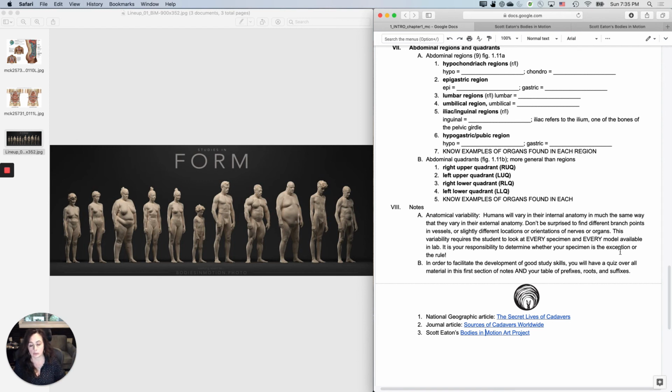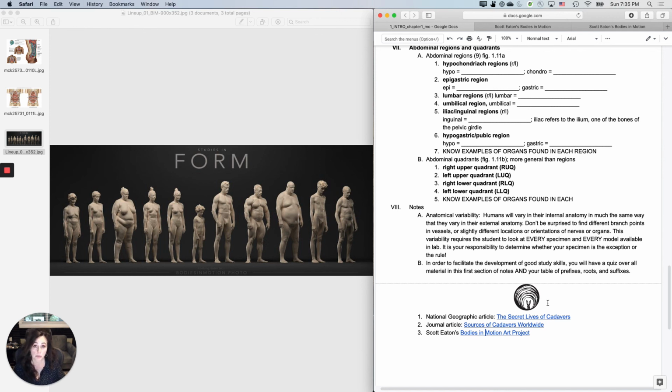Okay, and then last tidbit is you will have a quiz that will cover this whole first set of notes and the prefixes, roots, and suffixes that I started out with, okay? The other thing is at the end of each of your sets of notes, almost all of them, I think, there's this little thing right here that's actually a rabbit looking down a rabbit hole. And that just signifies that sometimes I get really interested in things.